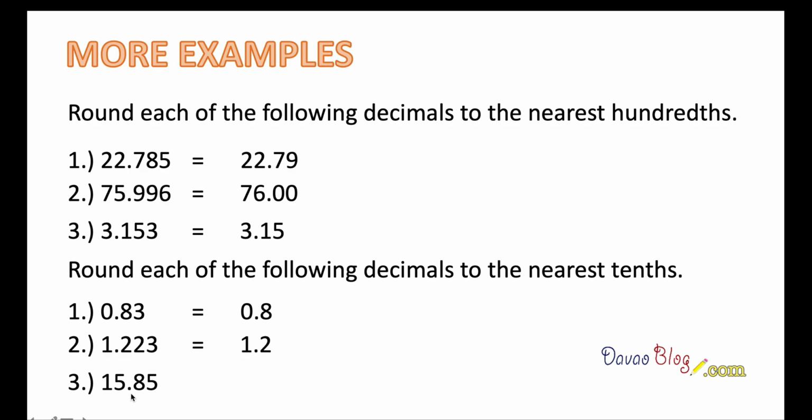Okay, number 3. So round this off to the nearest tenths. 15.85 is equal to, what's the number after our tenths? It's 5. So according to our rule, if it's 5, we add 1. The answer is 15.9.